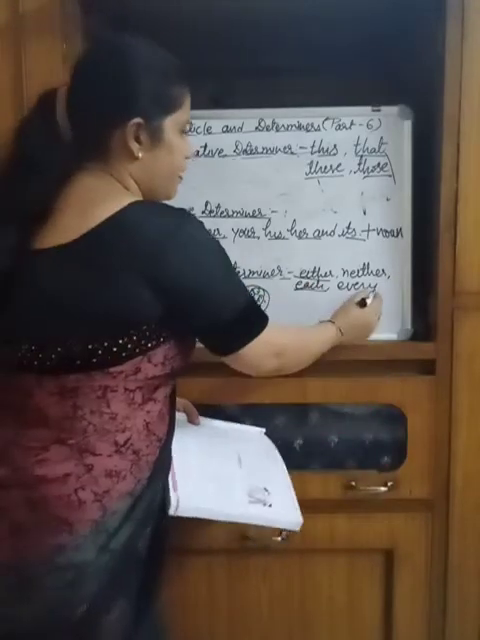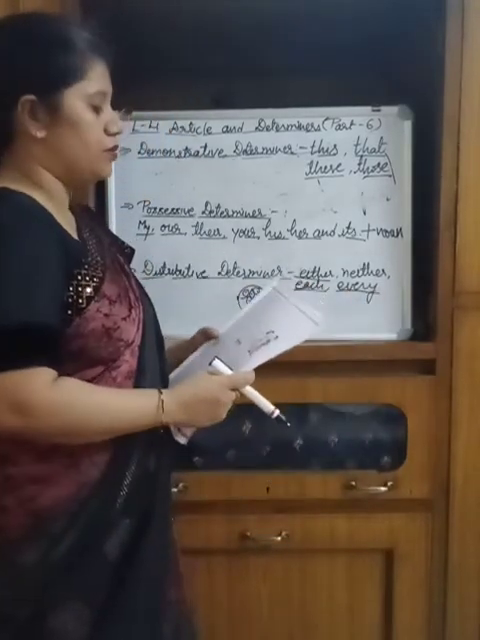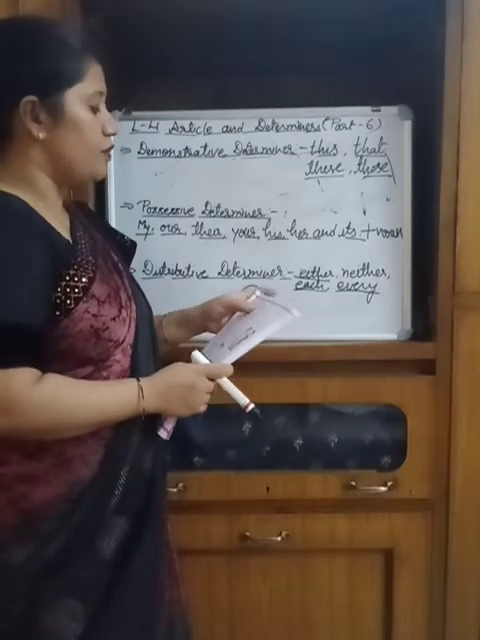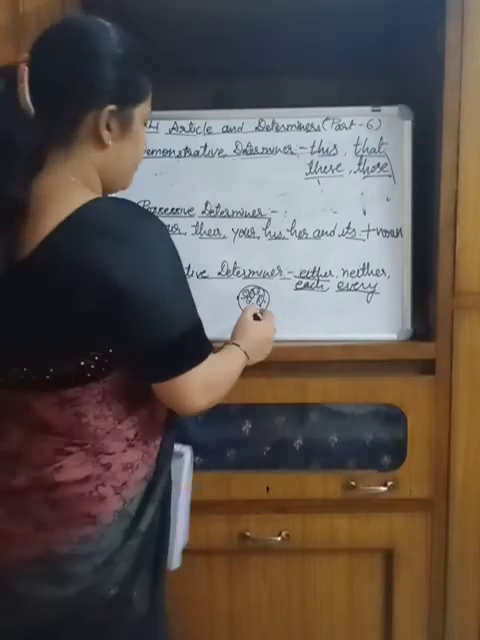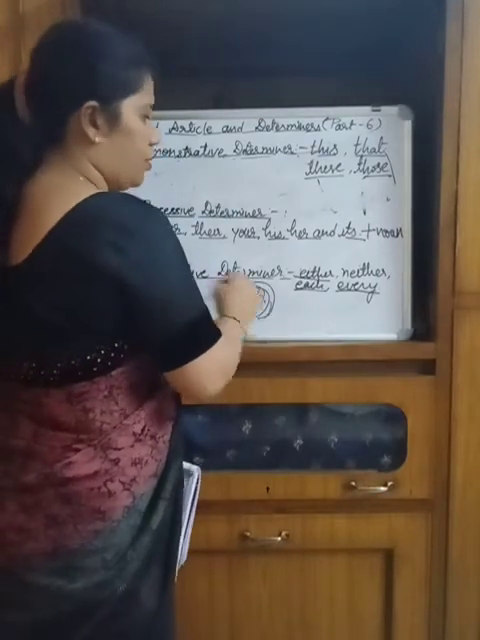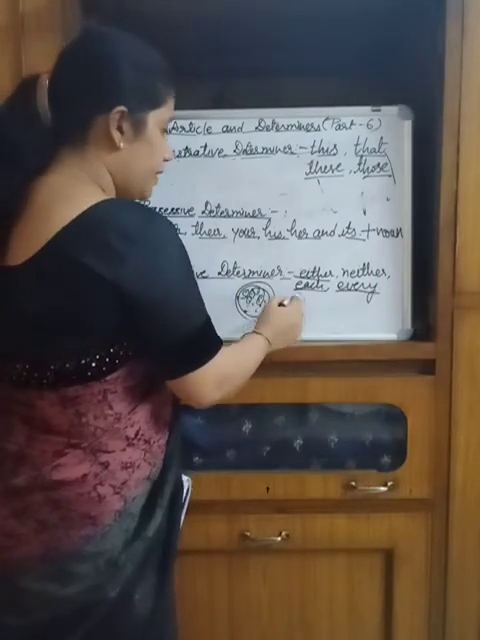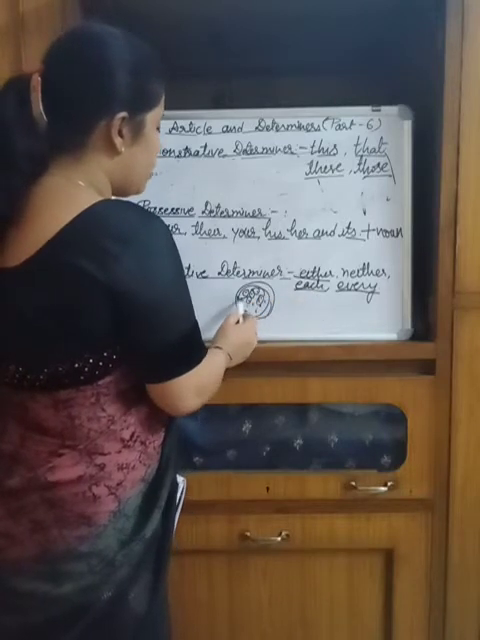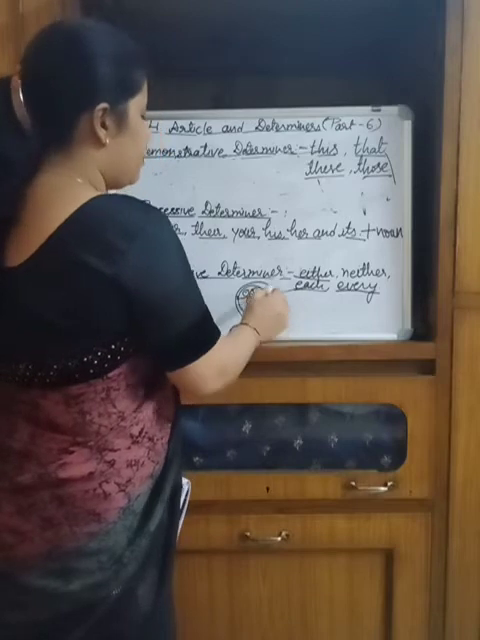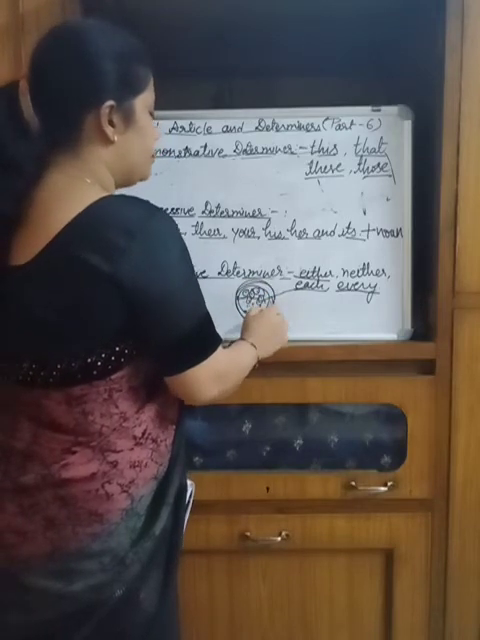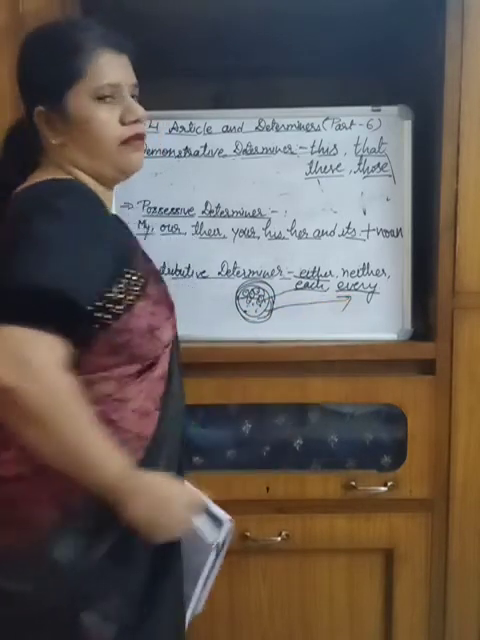Next word is every. The word every we use when we refer to things or persons as a group, when we are talking about the whole group. When we are talking about one person by one person, then we use each. And when we are talking about the whole group, then we use the word every.